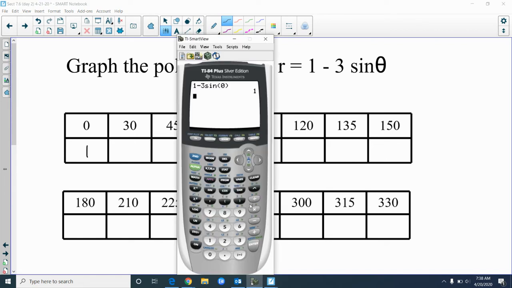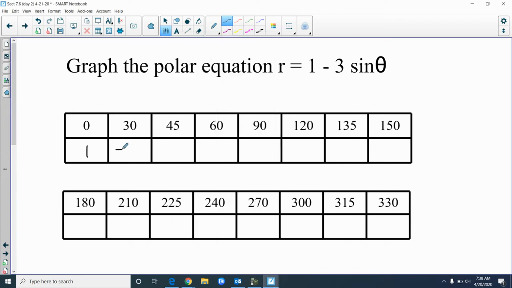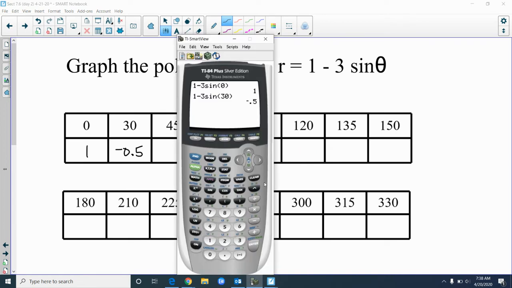All right, what do we get when we plug in 30 degrees? You can do the old second entry trick. Make that 30 degrees. I get -0.5. All right, we did not have any negatives in the last one. Don't try to plot this just yet. Let's fill in this first line, and then we're going to graph these before we go to the second one. Okay, 1 minus 3 sine 45, -1.1.